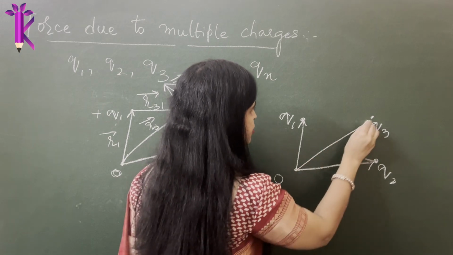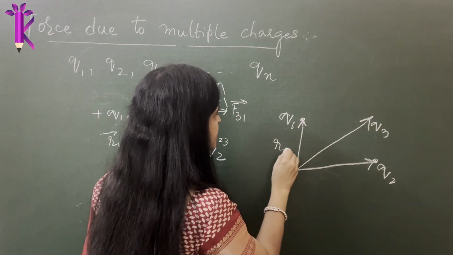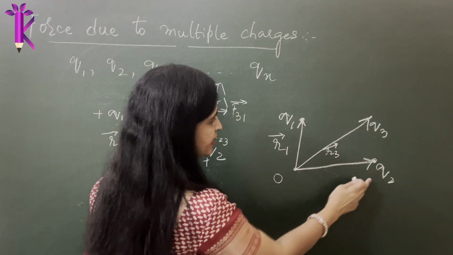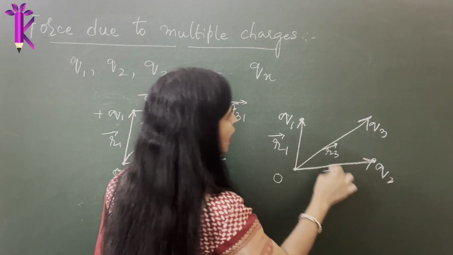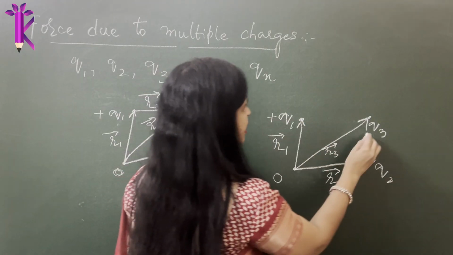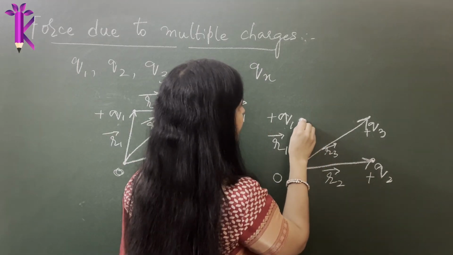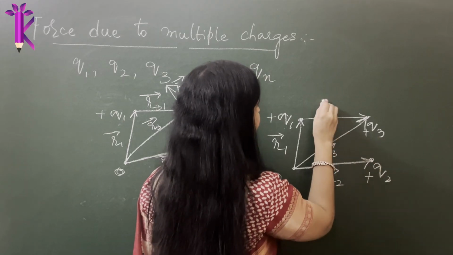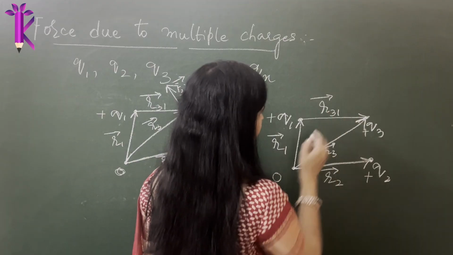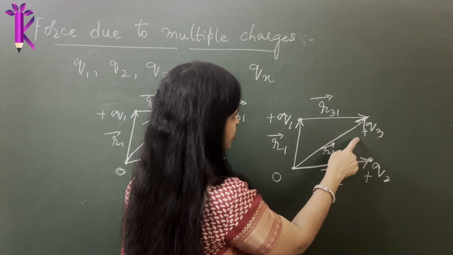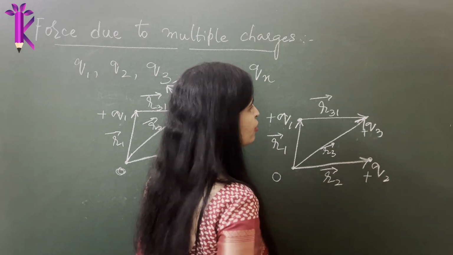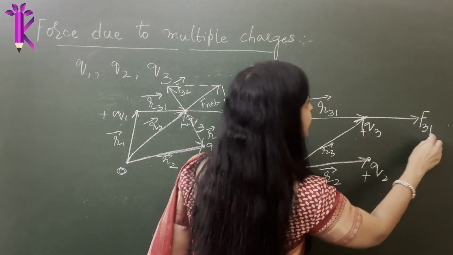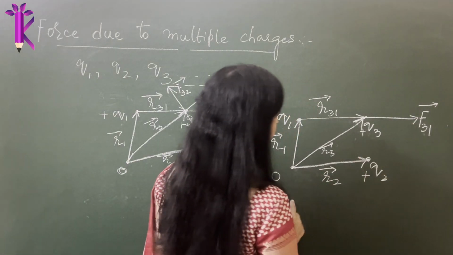So what do you do? Initially, you first write the position vectors. Call this position vector R1. Call this position vector pointing towards charge 3 as R3, and towards charge 2 as R2. Suppose all of them are positive charges. The line joining 1 to 3, the position vector pointing towards 3 from 1, is called R31. Since both are positive charges, this charge will experience a force of repulsion in the opposite direction. This is the force experienced by charge 3 due to 1. That is why I represent this as F31.